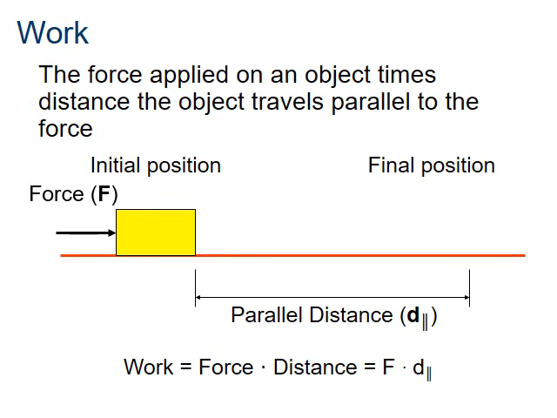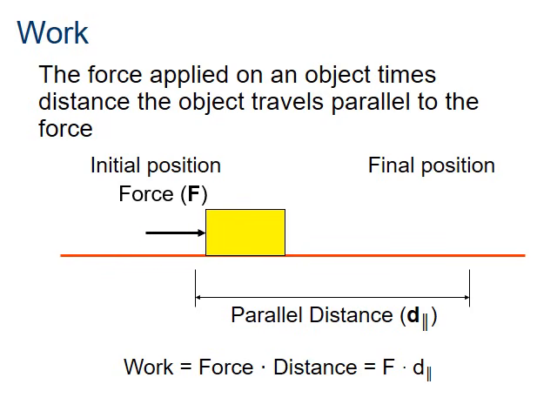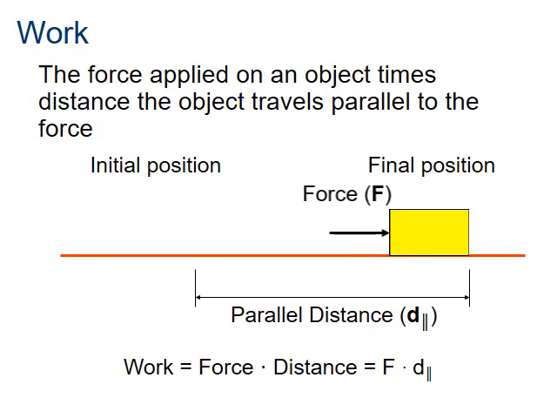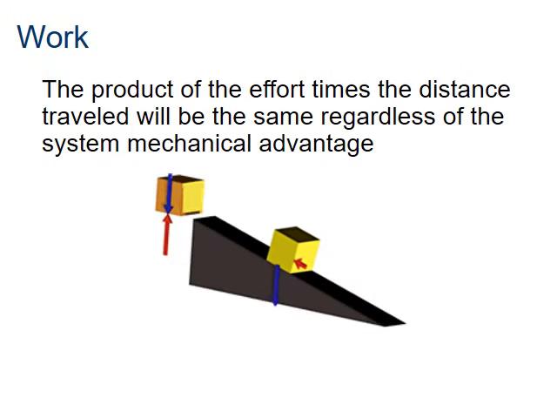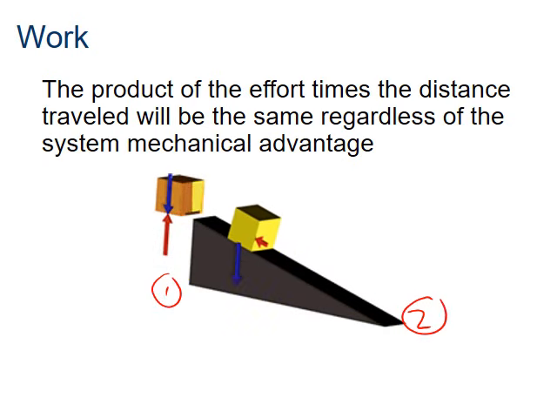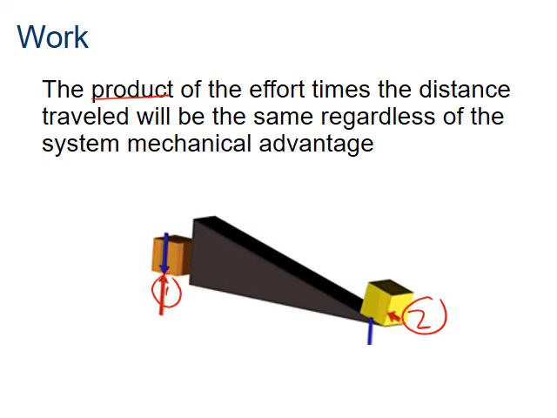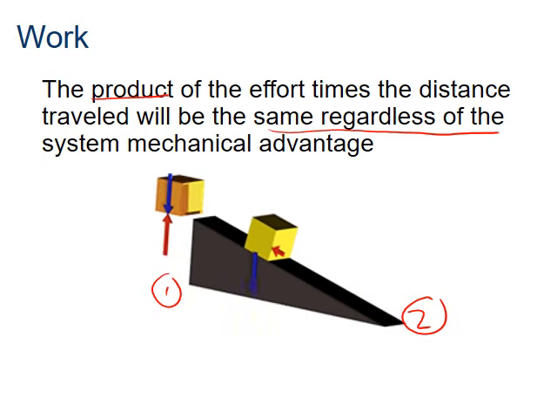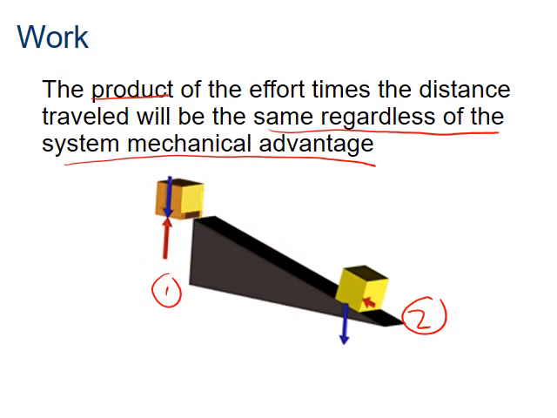So I don't really need to take too much time on force and what that means. I do, guys, you know, there is a formula related to it, but what I do want you to take away from today is the fact that whether you're box 1 or box 2, both of these have the same work that we put into it. So the product of work will be the same regardless of the system's mechanical advantage.